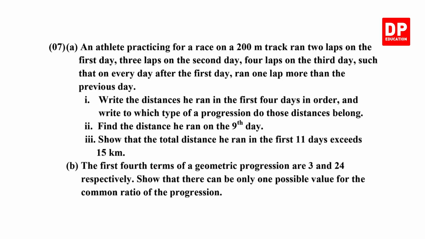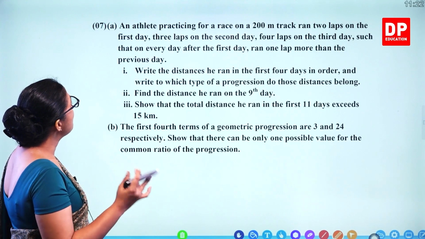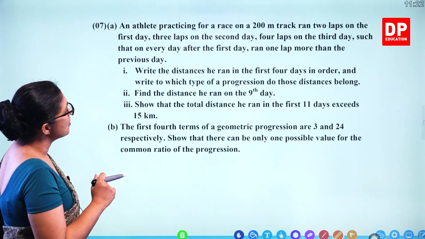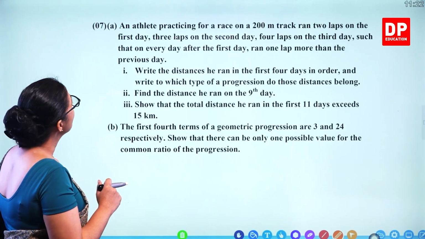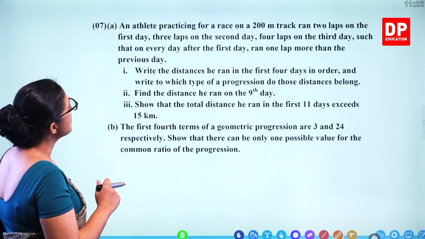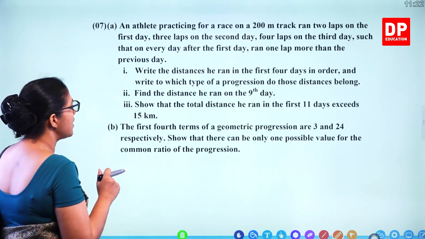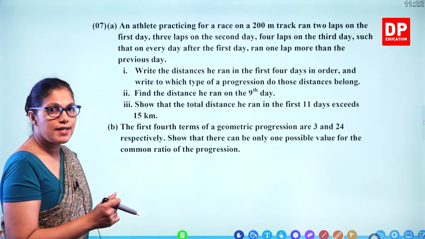Question number 7. So question number 7 onwards, that's part B. You have to select 5 questions from 6 questions there. So this first one is about number patterns, progression. One is arithmetic and the other one is geometric.